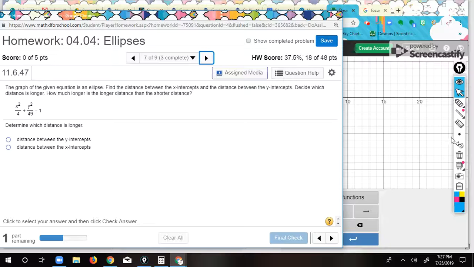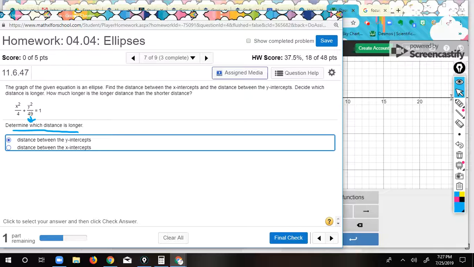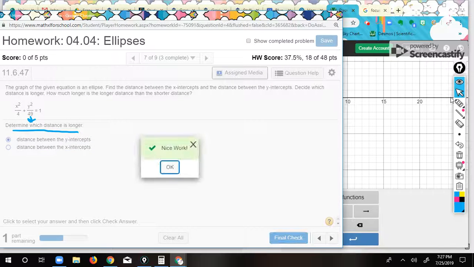Oh, I love this question. So this one, they just want to know which distance is going to be longer. You don't even have to read this stuff. The one that's longer is going to be the value that has the bigger denominator. So since the denominator of the y squared is bigger, the distance between the y-intercepts is going to be longer than the x.